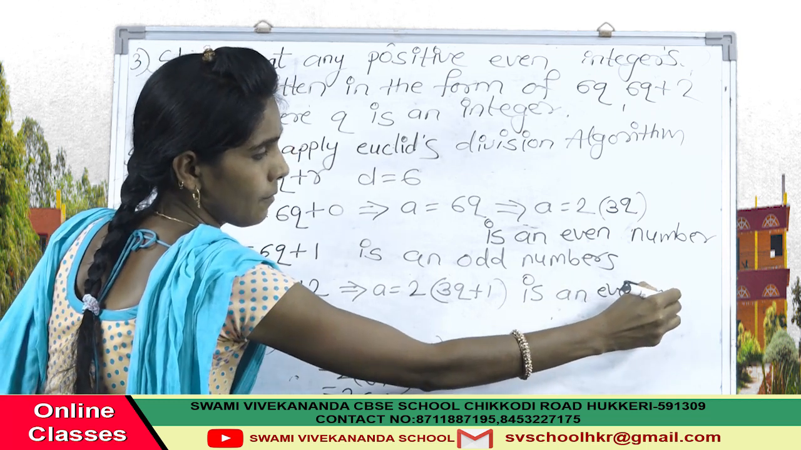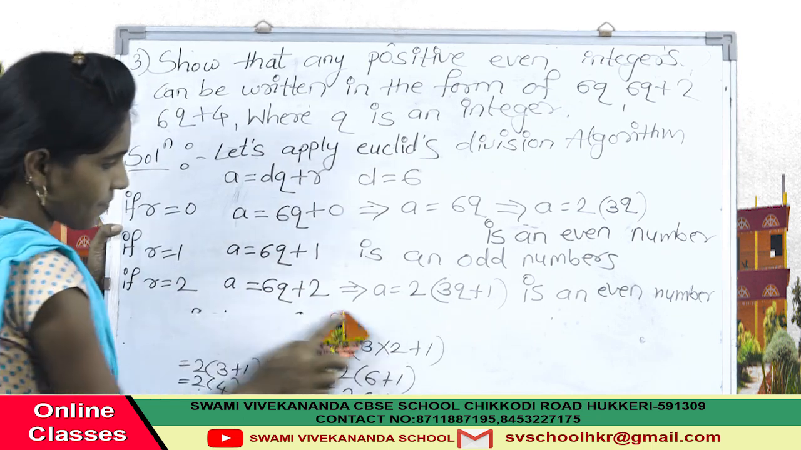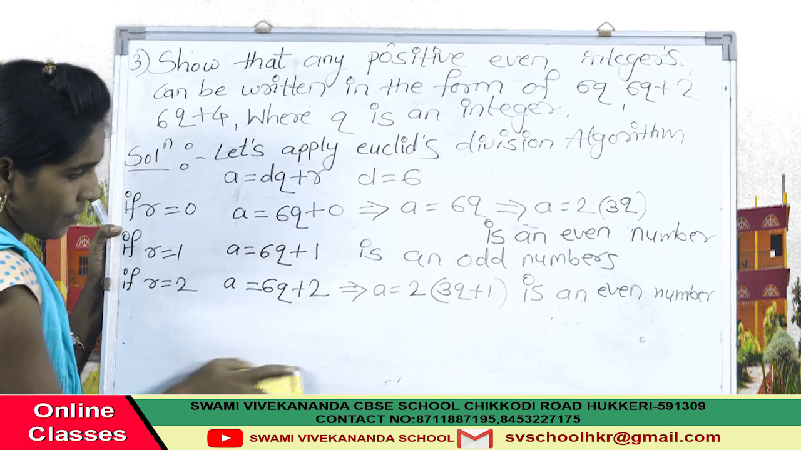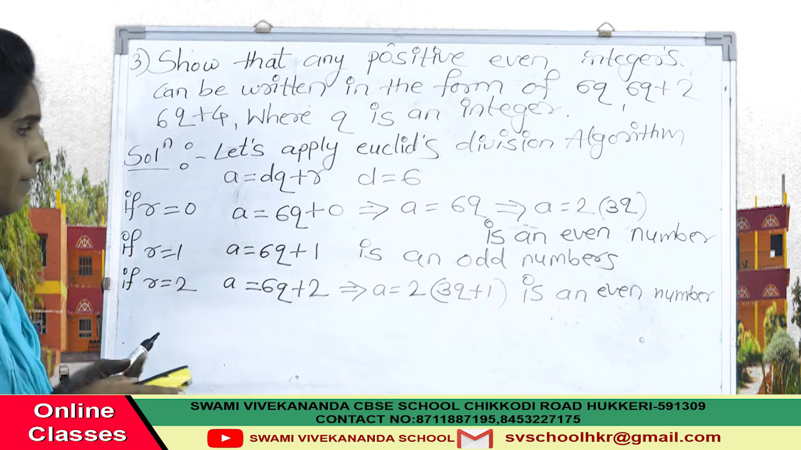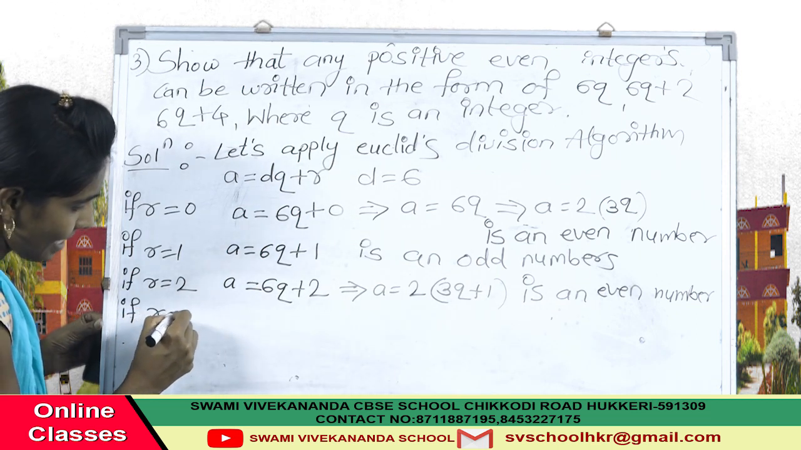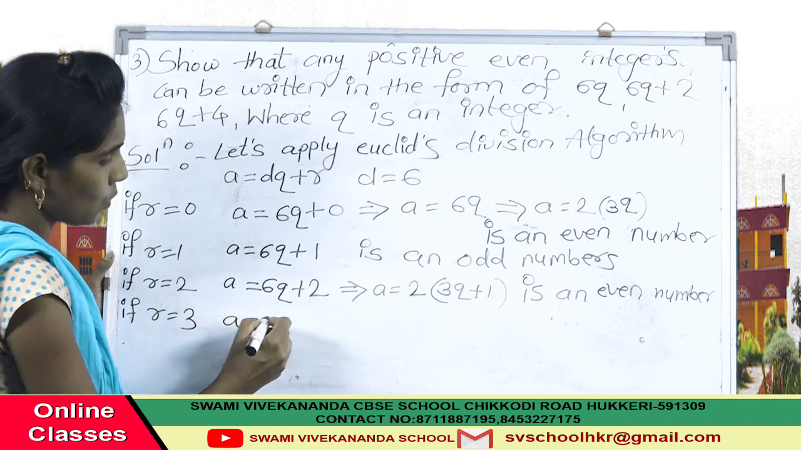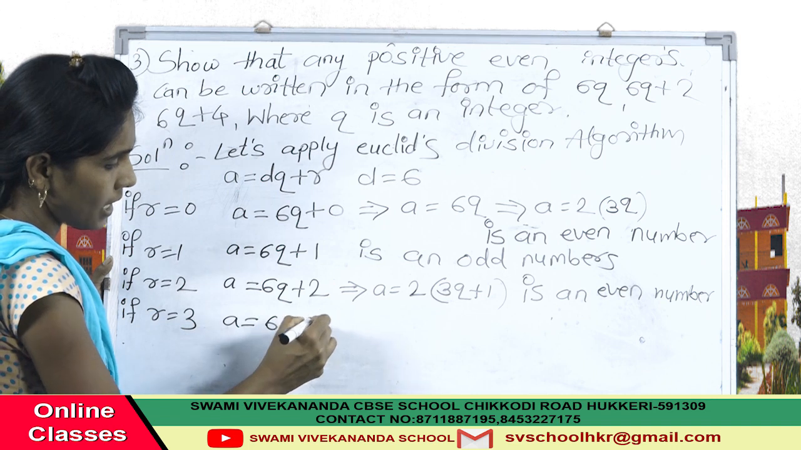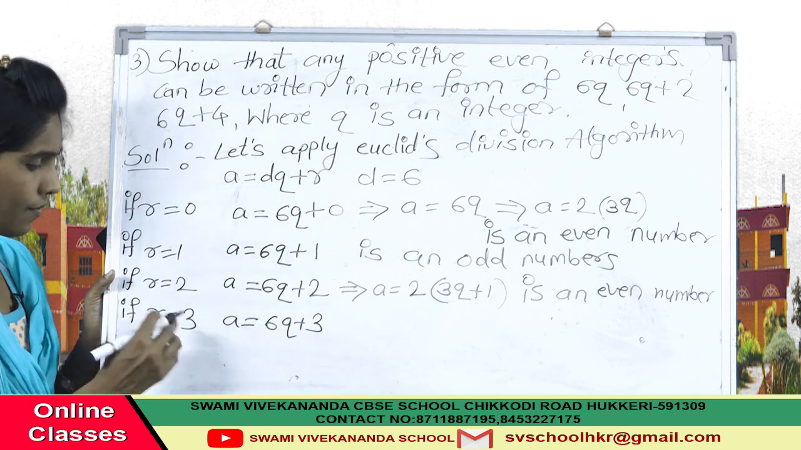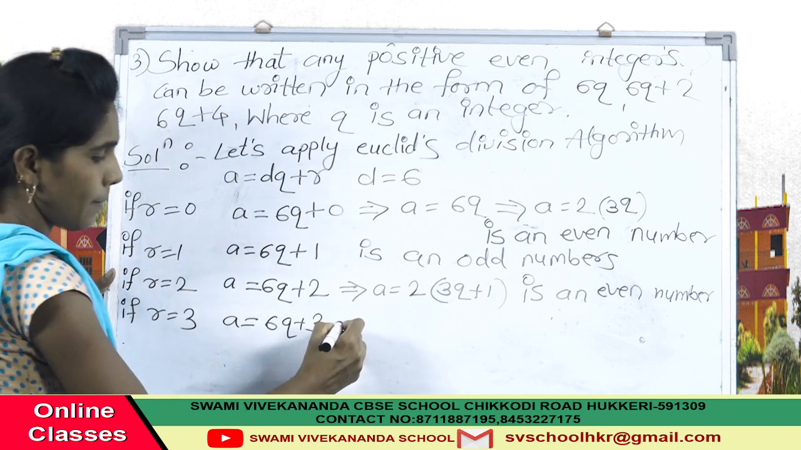Is an even number. Next one. We got 1 odd number, 2 even numbers. Next, if r is equal to 3, a is equal to 6q plus 3.